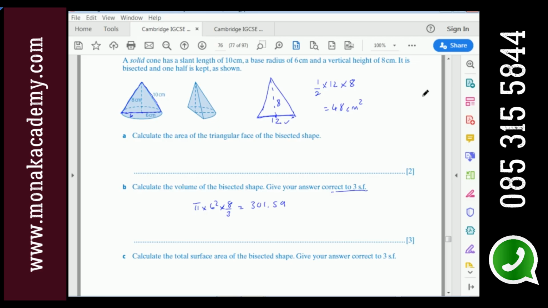But we want only the bisected shape. So we find half of that, meaning divide by 2. Divided by 2. Okay, it becomes what? 150.7, which means 150.8, but we want to round off to 3 significant figures, making it 151. Finish off.